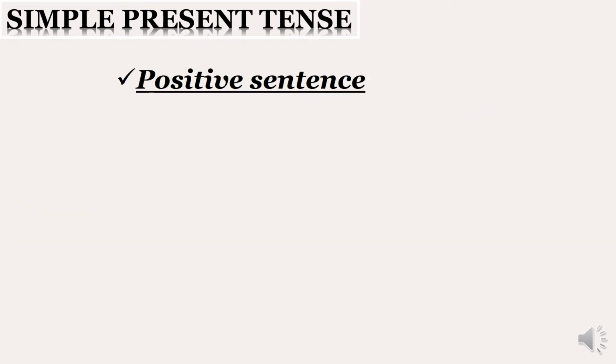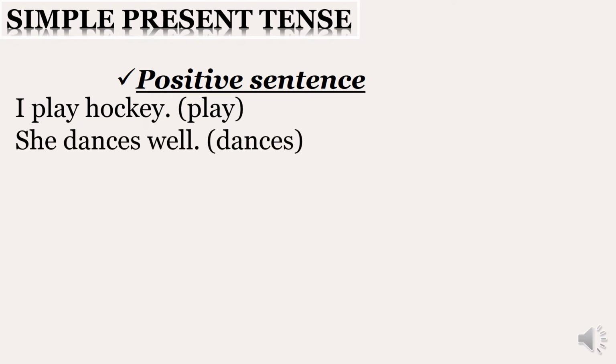Now whenever we make positive sentences, the basic structure is subject, verb, object, or you can say subject plus predicate. Here, I play hockey. Next one, she dances well. Again, I am taking that example to help you understand well. She dances well, I play hockey. The difference is that in the first sentence we used only the present form of the verb, and in the second we have used s, or you can say s or es, with the present form of the verb.